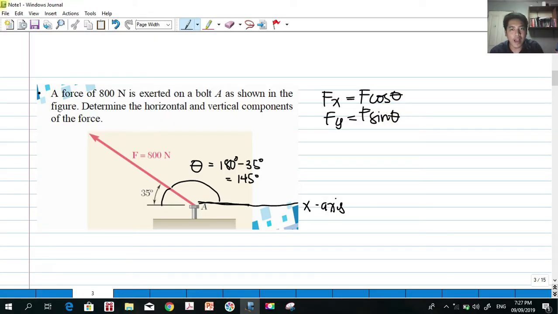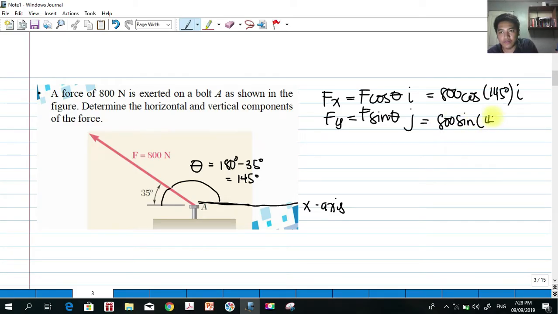So, I now have the magnitude of force, which is 800. I can simply substitute. Remember, I'm getting here the vector component, horizontal and vertical component. So I must have an i here and a j here. We have the magnitude already, which is 800. So 800 cosine of 145 degrees i in terms of the x direction, and 800 sine of 145 degrees j in terms of the y direction.